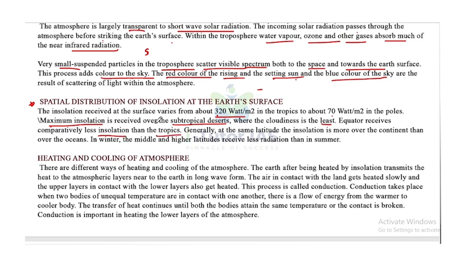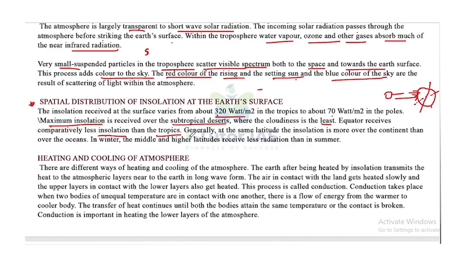So the tropical area receives high insolation, because the Earth is in a slightly inclined position, and most of the rays are received in the tropical region. The picture is not that proper.